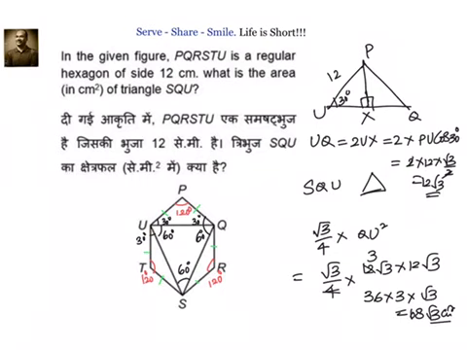Then our area is root 3 by 4 into QU square. Simplify that. Root 3 by 4 into 12 root 3 into 12 root 3. That is root 3 by 4 into 432. 4 will go 108 times. 108 root 3 cm square.